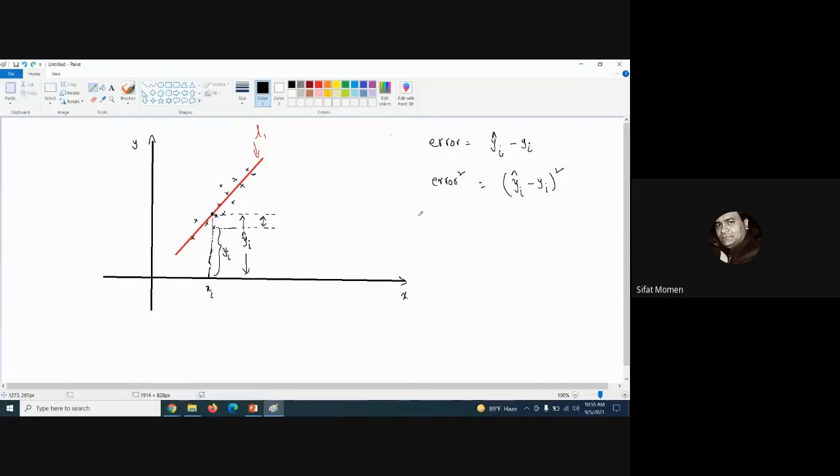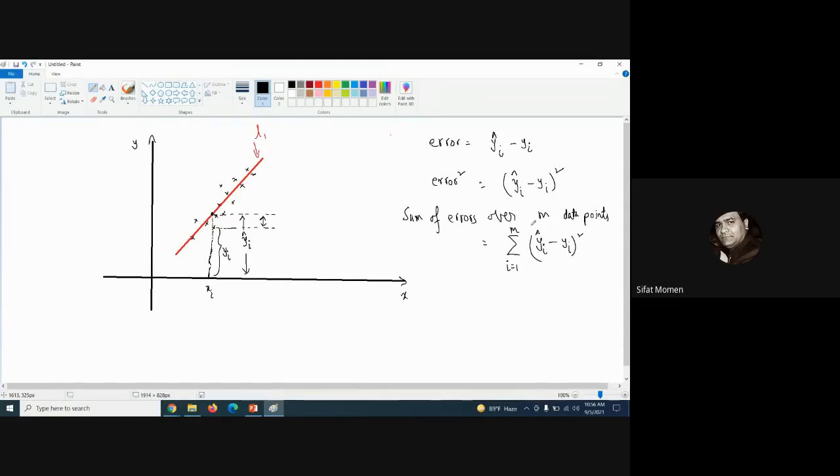Sum of errors over m data points. This is the error due to only one data point, the ith data point, right? So if the error for one data point is Y hat i minus Yi, the whole squared, then I sum it up for all the data points, starting from 1 to m. Correct? Does everyone agree with me?